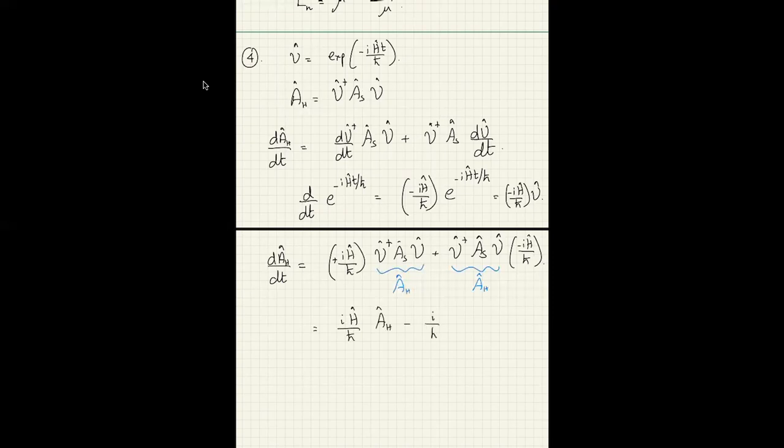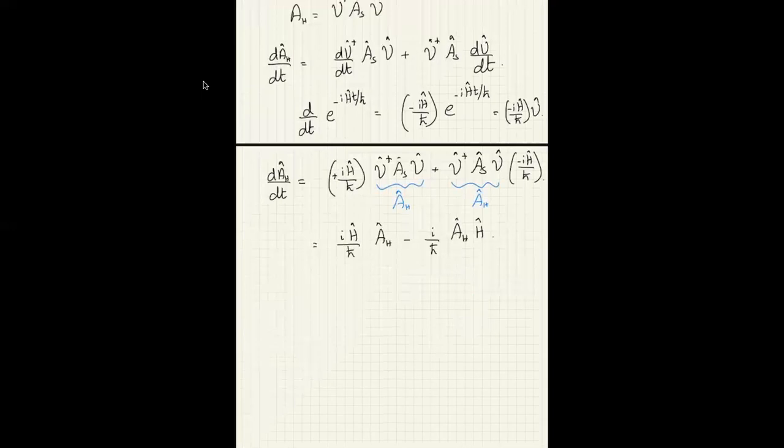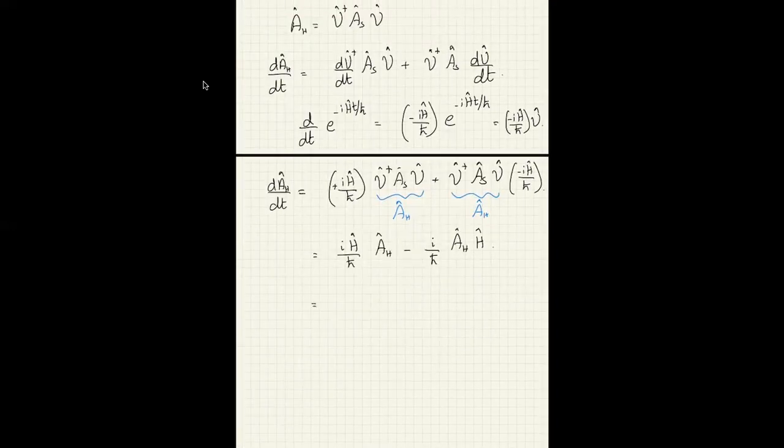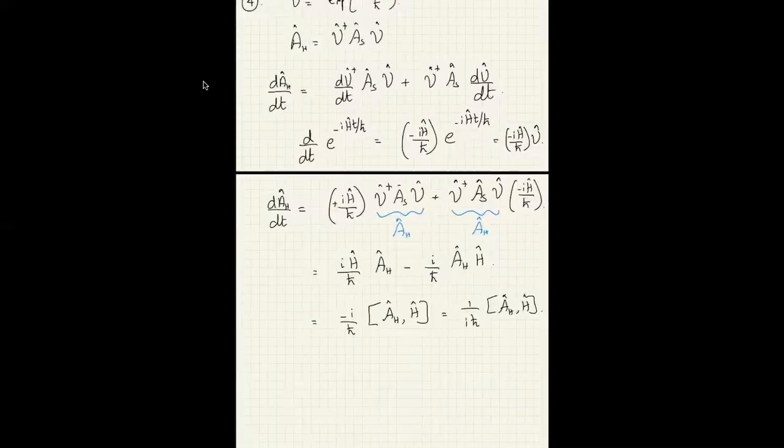minus i over h bar A_H H, which I can write as, if I pull out the minus i over h bar, the commutator of A_H and H. Okay, so these are the Heisenberg equations of motion for the corresponding operator. Any questions about this? Yes or no? Is this clear?